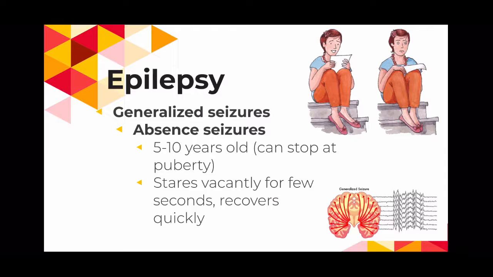These seizures begin usually between the ages of 5 to 10 years old and either stop at puberty or continue on into adulthood. When a child is having an absence seizure, they begin staring vacantly for a few seconds. It kind of looks like they're daydreaming, like you can see in that picture. And then a few seconds later, they just come back after the seizure is done.